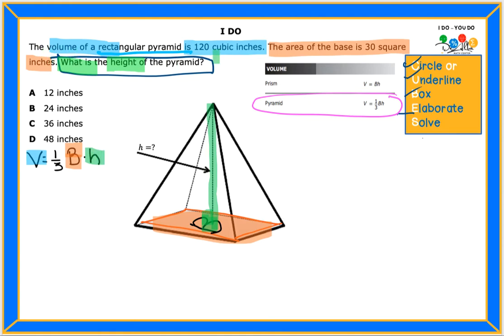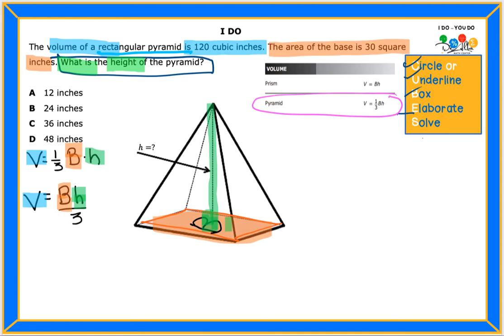It says that the volume is 120. Instead of this V, I can plug in the number. But before I do that, I want to simplify my formula. And I think it looks friendlier if I write it in this other way. And I'm going to show you that it's exactly the same. So basically I just rearrange the area of the base times the height. And instead of having the 1/3 in the front, we put it on the bottom.